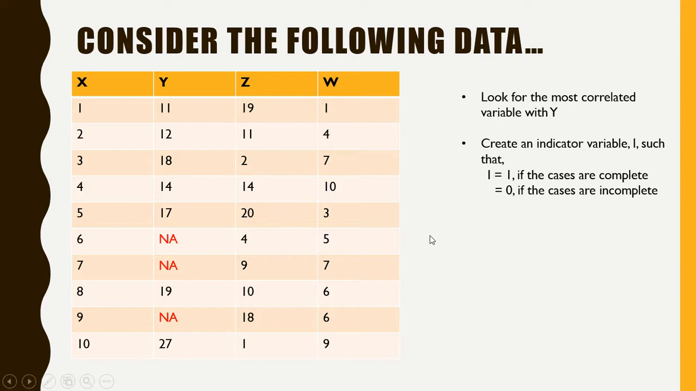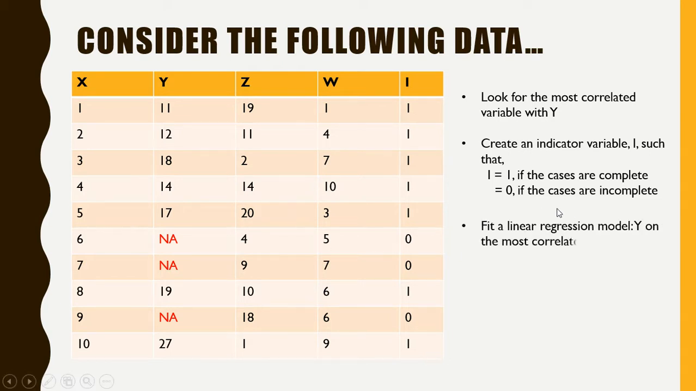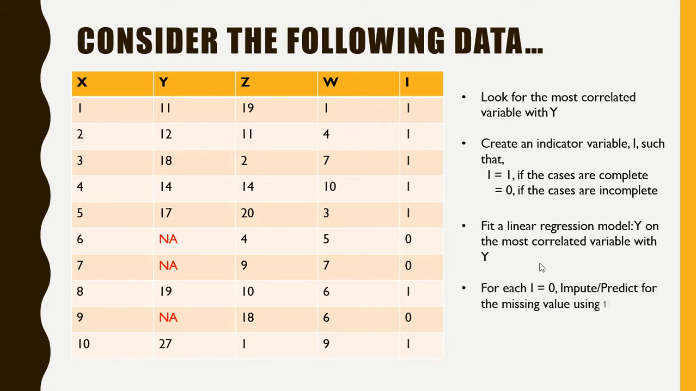That is, we are going to create another column, I, that takes the value 1 if the case is complete, or 0 if the case is incomplete, that is, if one of the values in that case is missing. Next, we fit a linear regression model of y on the most correlated variable that we find in the very first step. And finally, for each I equals 0, which indicates the presence of a missing value in the variable y, we are going to predict or impute the missing values using the above regression model.